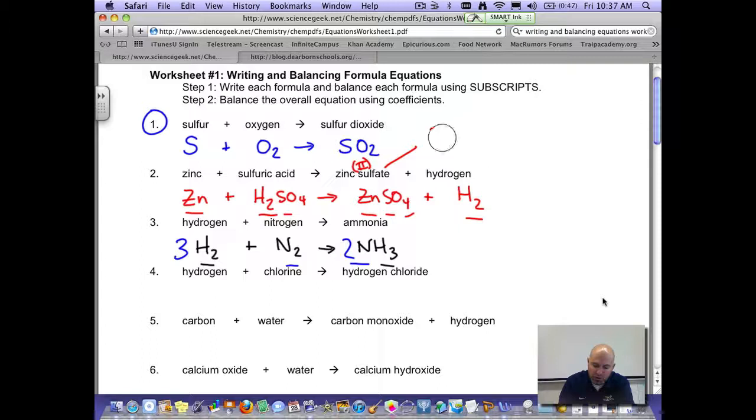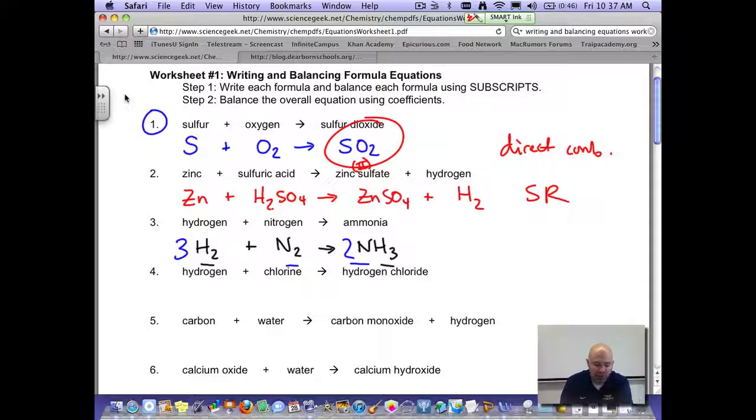Let me erase this real quick, and let's kill 2 birds with 1 stone and take a look at the types. I think the red will be enough here. This would be a direct combination, because we only have the one product. This would be a single replacement reaction, because we have only the one element alone and it's replacing, getting together with the sulfate, and then the H is alone, so single replacement. And this one is also direct combination, or synthesis.